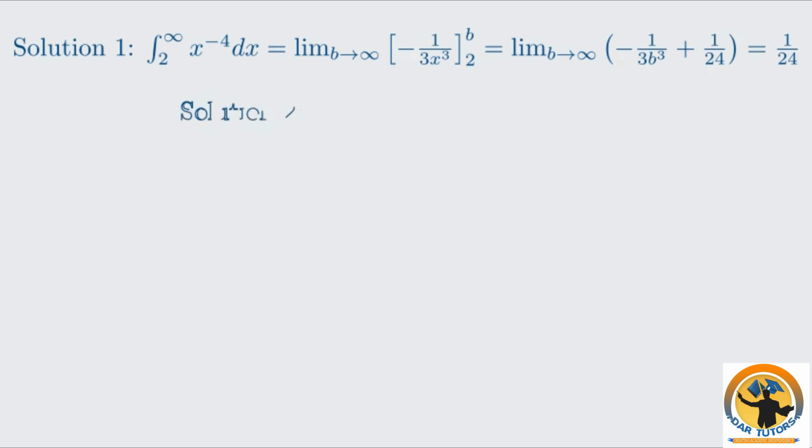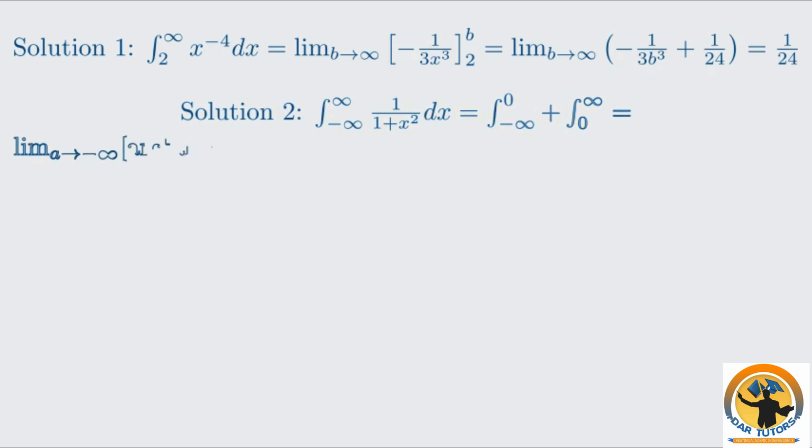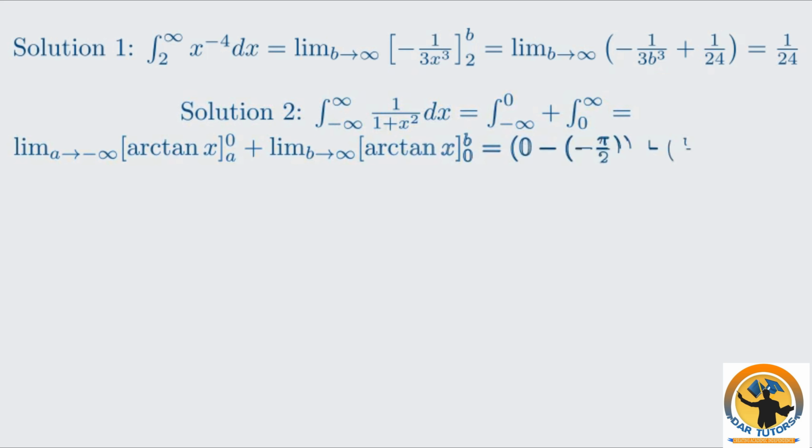For question 2, we split the integral at 0. The antiderivative of 1 over 1 plus x squared is arctan x. Evaluating the limits gives us pi over 2 plus pi over 2, which is pi.